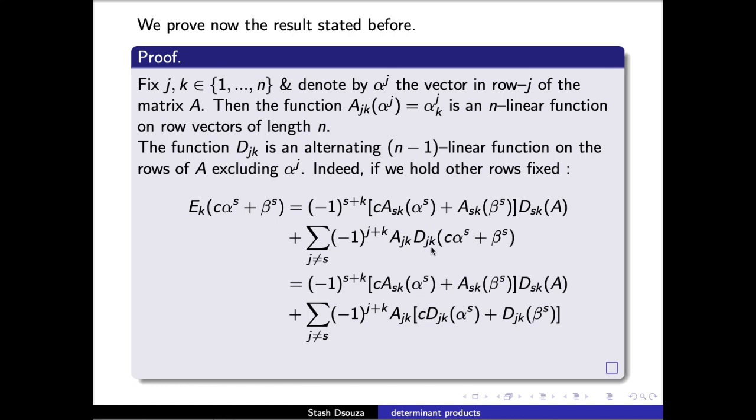notice that djk evaluated at C alpha S plus beta S will also be linear, now because D itself is n-linear, and in this case, since the index j is different from S, the row S does in fact incorporate C alpha S plus beta S, and it can no longer be ignored. So now djk needs to distribute over row S as C djk at alpha S plus djk at beta S, with the coefficient of (-1) to the power j plus k at the front as before.